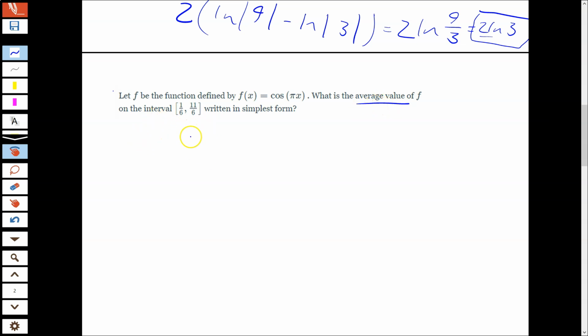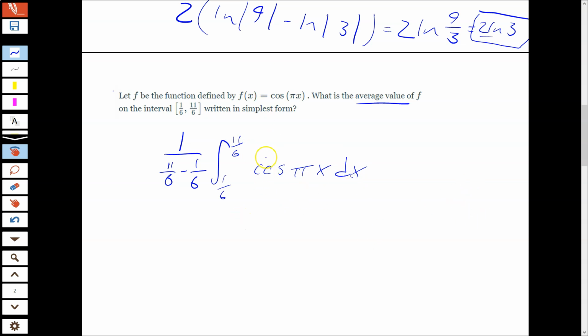So make sure you only include this part if it asks you for the average value. If it just asks you for the plain old integral, you obviously do not need this. So here's our setup. I did upper bound minus lower bound on the outside, and then the integral from 1/6 to 11/6 of cosine pi x dx.